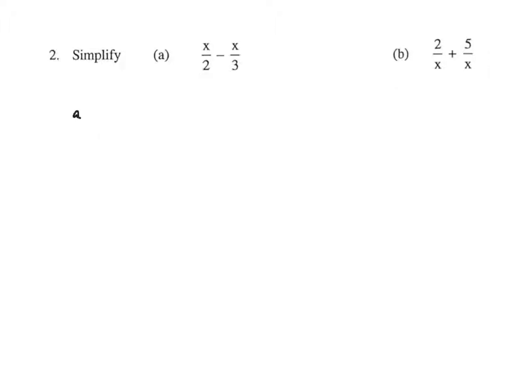I want to get a common denominator. The lowest common denominator for 2 and 3 will be 6. How do I get a 6? Well, I multiply this one by 3. I'm going to multiply this one by 2. That's multiplying top and bottom, so 3 times x is 3x, 2 times x is 2x, so I end up with 1x, or x over 6.